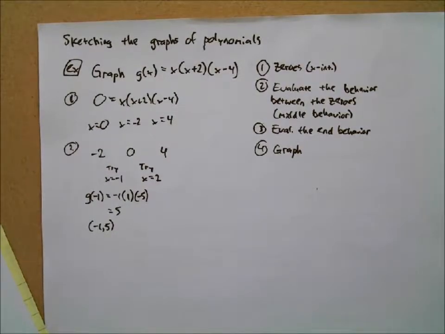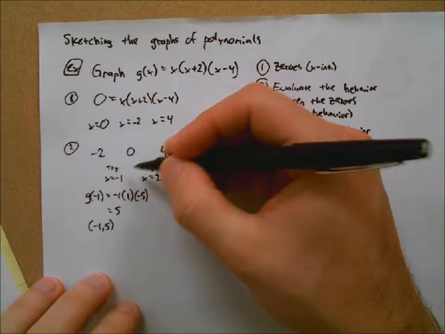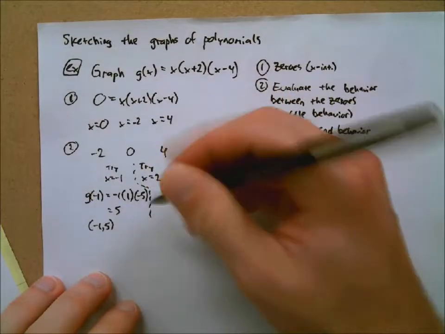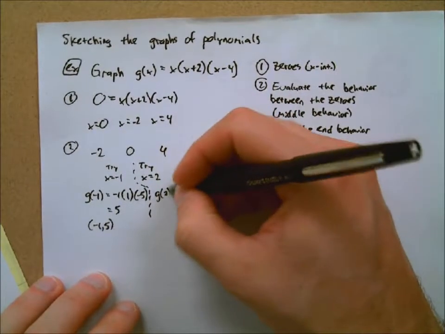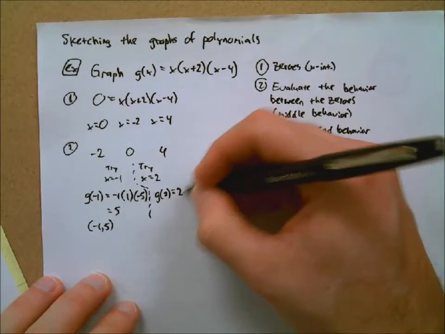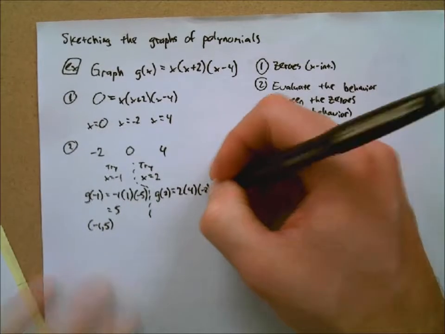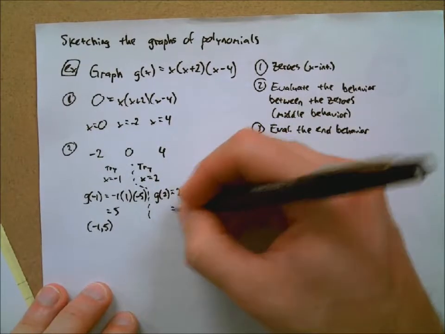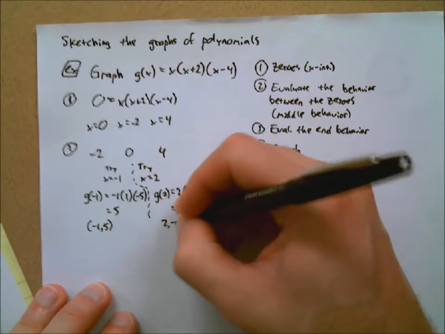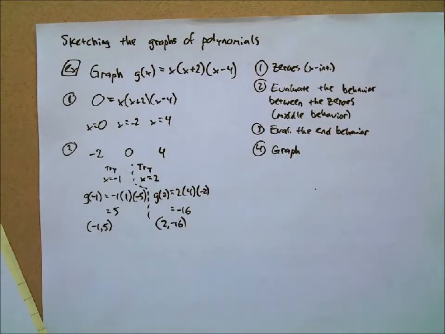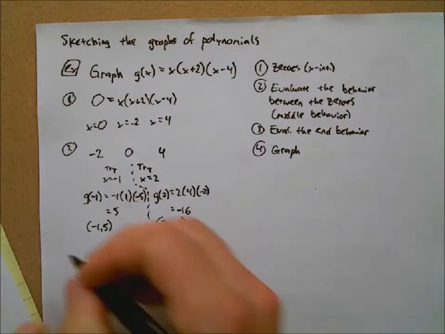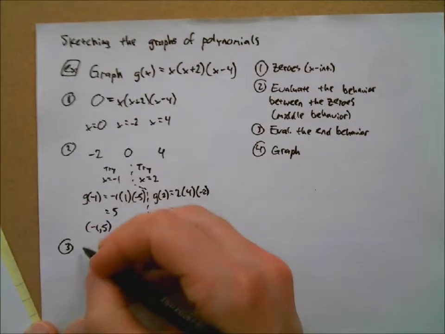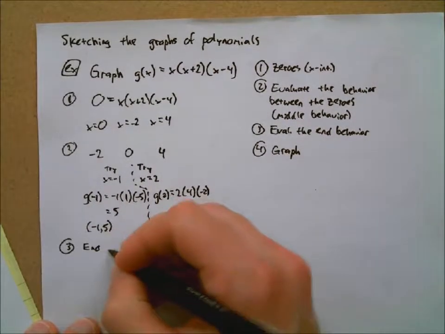Now we'll try 2. So g of 2 is going to be 2 times 4 times -2, so -16. And so I have the point (2, -16). So between 0 and 4, I'm going to go down and back up, because I have to go down to -16 and then back up to 0 there. And then let's also describe the end behavior here.